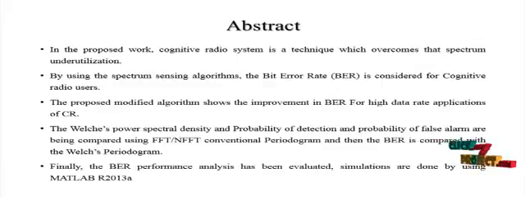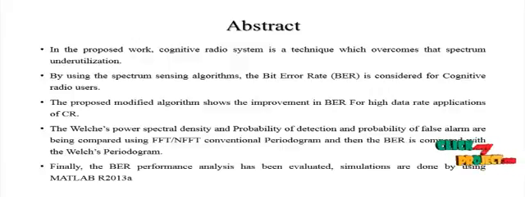The increasing demand for wireless applications has put a lot of limitations on the use of the available radio spectrum, which is limited and precious. Some of the frequency bands in the spectrum are unoccupied, some are less occupied, and a few bands are overutilized. So cognitive radio is a technique which overcomes the spectrum underutilization.